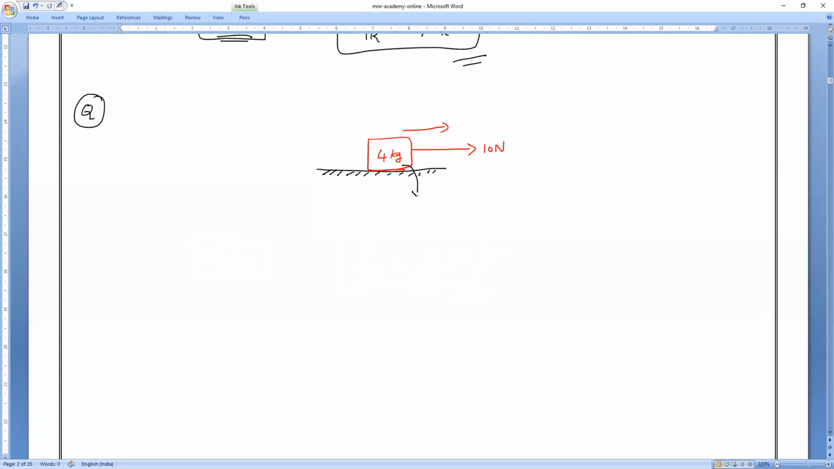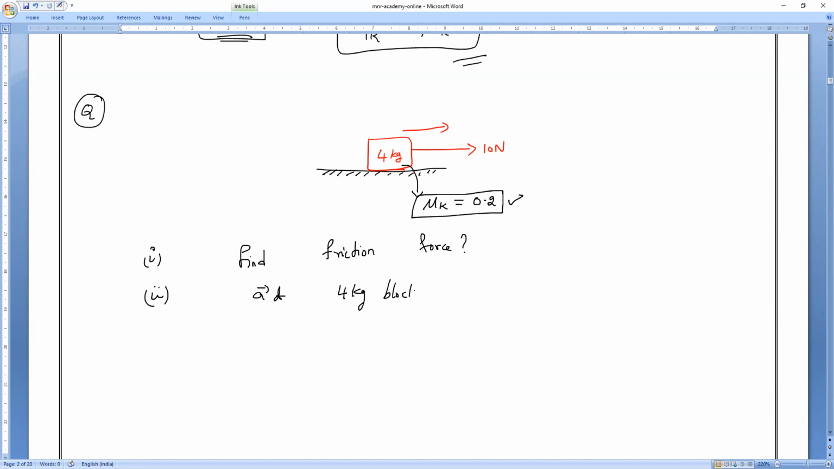Now, let me take mu k equal to a constant. How much value have I given? 0.2. Now, the first question: find the frictional force. Which friction? Kinetic friction. Second one, find the acceleration of the 4 kg block. So these are the two questions for you.